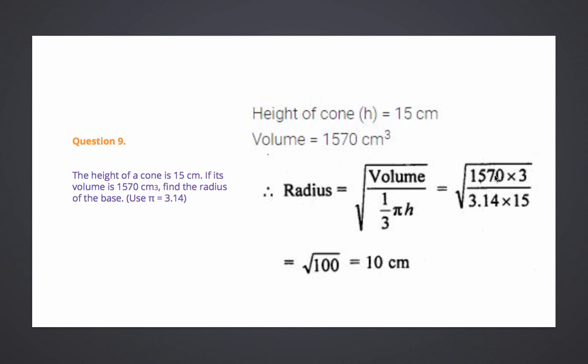Square root of volume 1570. This 3 will go in the numerator, reciprocal. So, into 3, pi 3.14 into height is 15 centimeters. So, substituted the values, 3 5s are 15, 5 3s are 15, 5 1s are 5, 5 4s are 20. Work out the calculation, 314 upon 3.14, right? So, 314 will be cancelled with 314, square root of 100 is left, and square root of 100 is what? 10 centimeters.